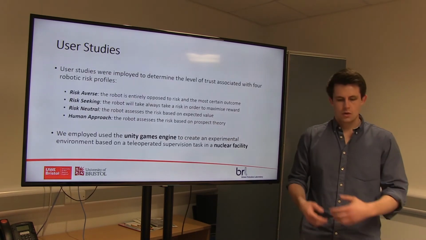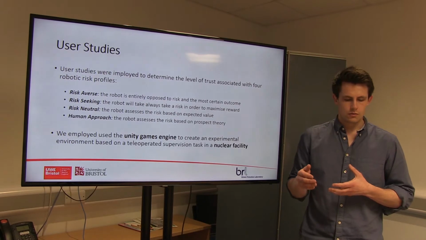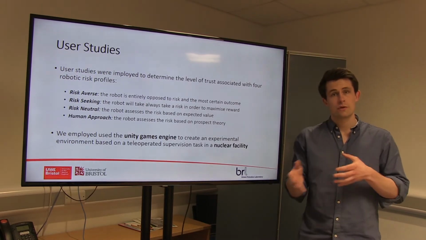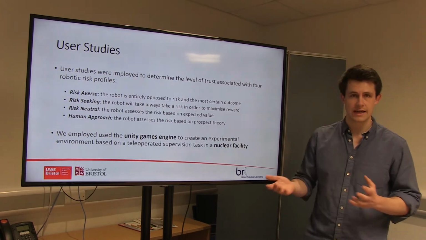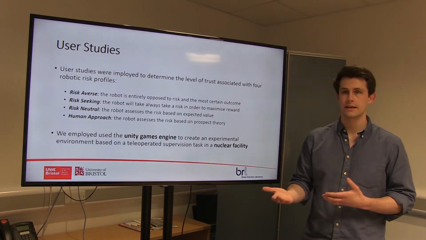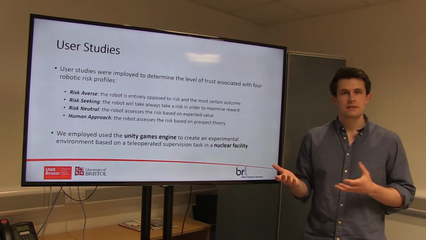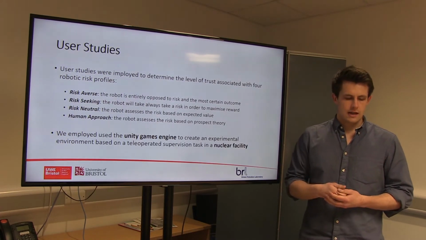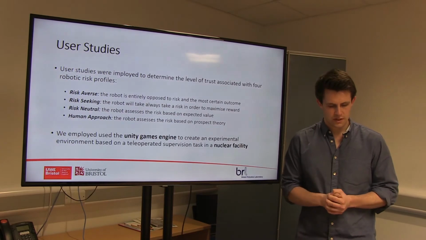So, we tried to design user studies that would test which profile was more trusted, which profile out of risk-averse, where the robot won't take any risks, risk-seeking, where the robot will always try to maximize its reward by taking risks, risk-neutral, where the value is based on the expected value, and the human approach to risk, where it is based on prospect theory, as we've already discussed.